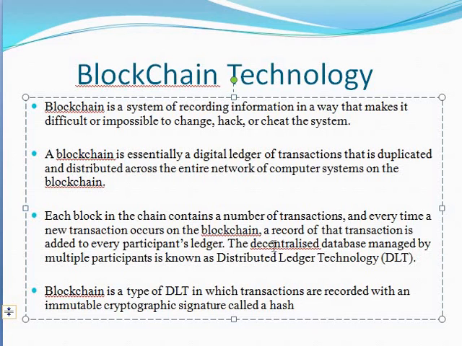So what they are saying is this database is decentralized. It's managed by multiple participants. This technology is called distributed ledger technology. I told you the single user's information will be stored in a block. So then there should be an identity for each block. That identity is called a cryptographic signature. It's called a hash signature.